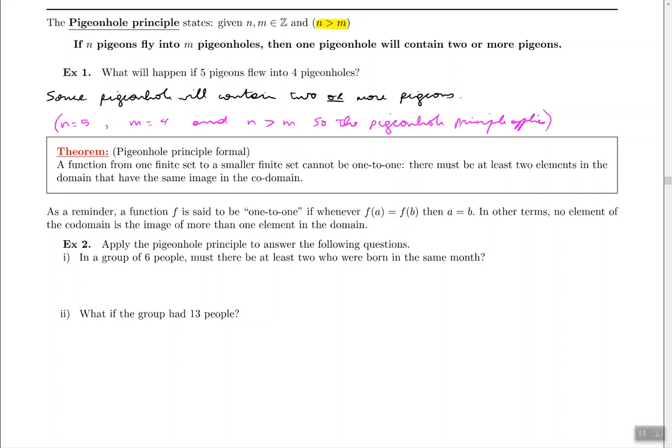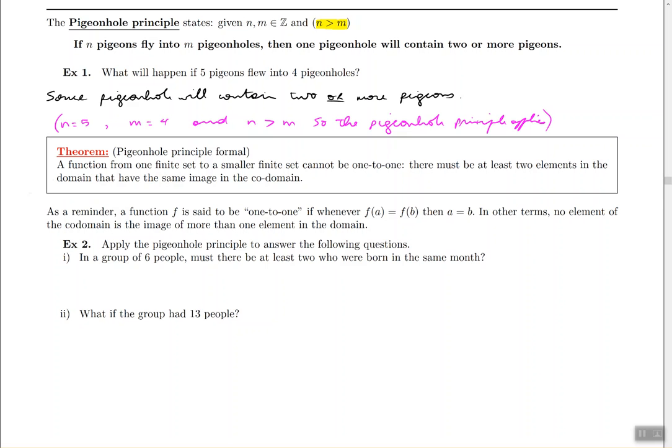So to summarize the pigeonhole principle, if there are more birds than houses, then some of the birds will have to share a house. Another way of saying that is one of the houses will have 2 or more birds. Now there is a technical definition right here that relies on the formal notation of a function, and basically it's saying that one function from one finite set to another finite set cannot be one-to-one.